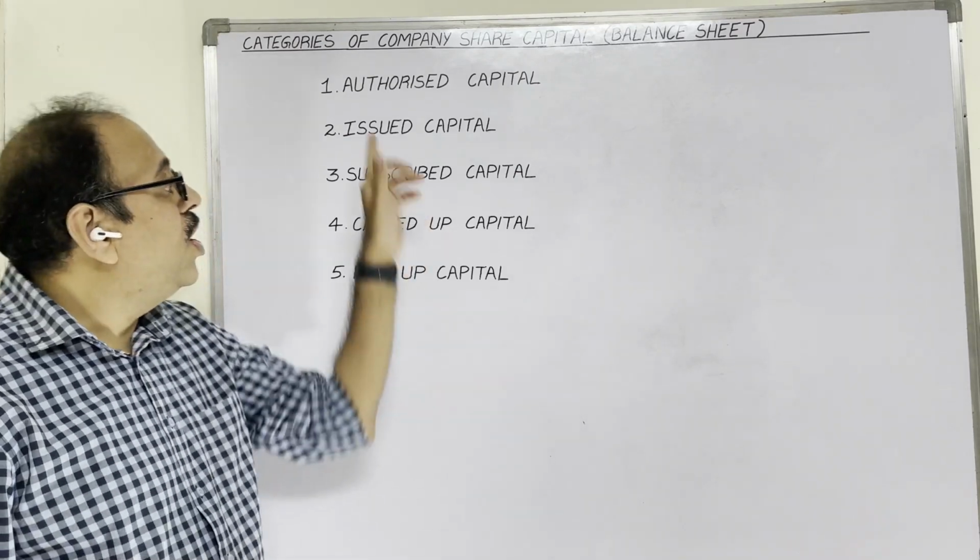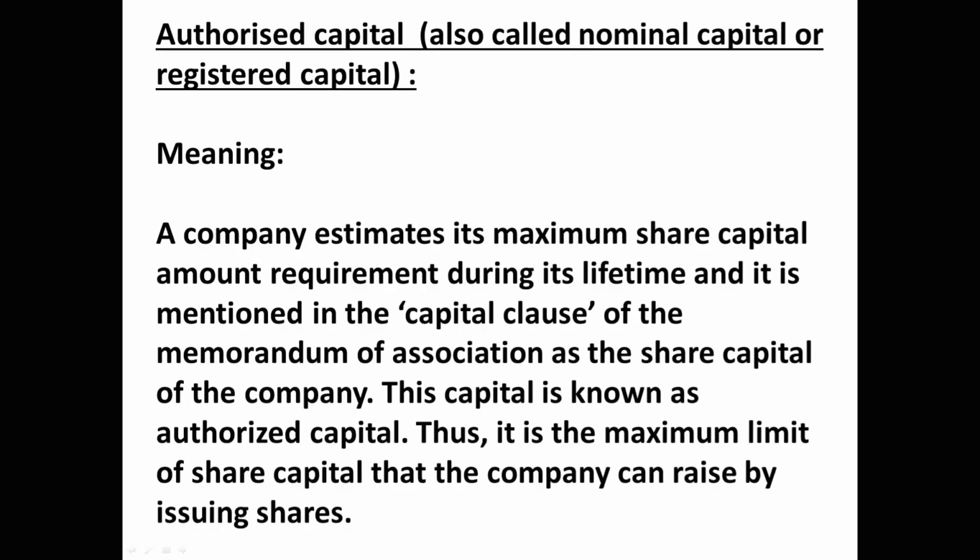First one is authorized capital. Authorized capital is also known as nominal capital or registered capital, meaning a company estimates its maximum share capital amount requirement during its lifetime, and it is mentioned in the capital clause of the memorandum of association as the share capital of the company. This capital is known as authorized capital. Thus, it is the maximum limit of share capital that the company can raise by issuing shares.